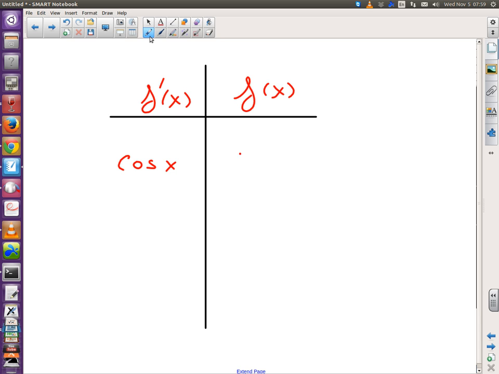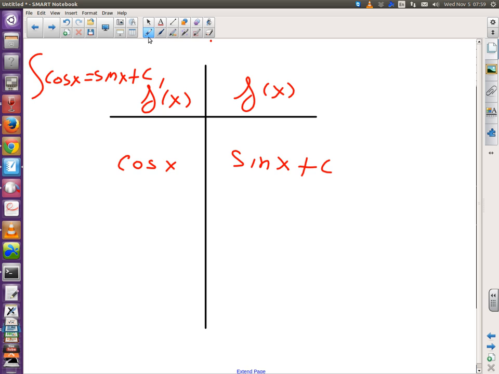Sine, you know this, right? The derivative of sine is cosine. So the antiderivative of cosine is sine, as simple as that. That little s squiggle thing, right? The integral of cosine is sine.